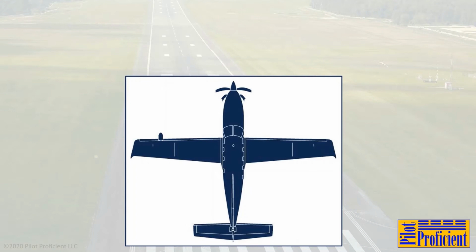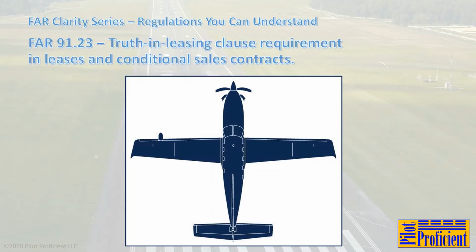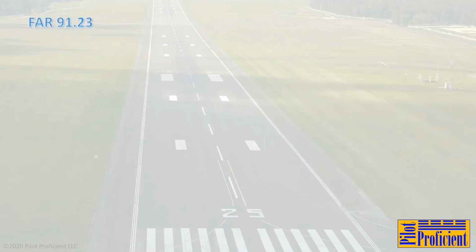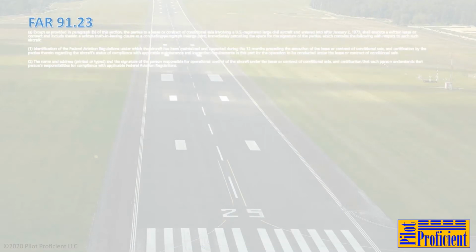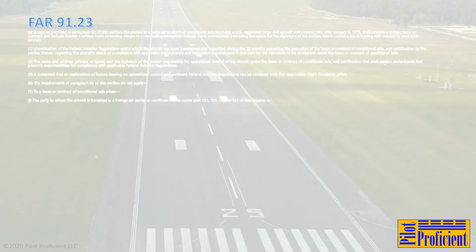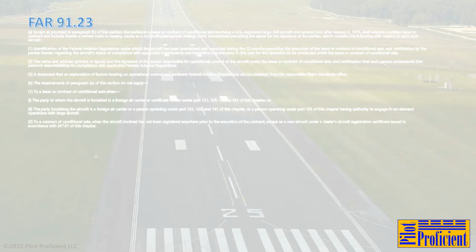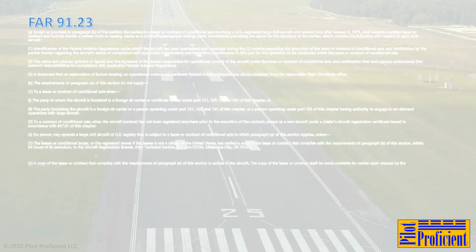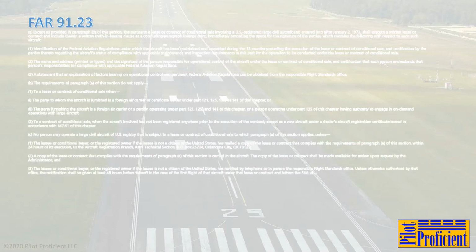Today we're talking about FAR 91.23, Truth in Leasing Clause Requirement in Leases and Conditional Sales Contracts. As you can see, 91.23 is one of the more verbose regulations in Part 91. So instead of rehashing each individual paragraph and bullet point, we're going to try to boil the regulation down to the main key points and takeaways.